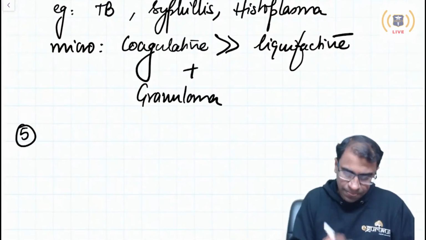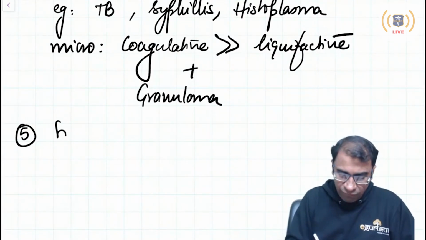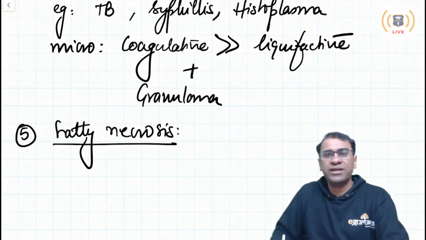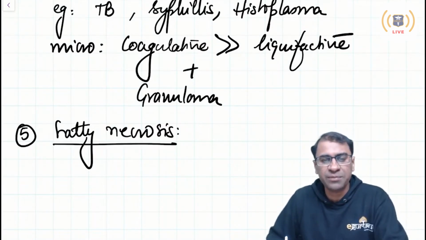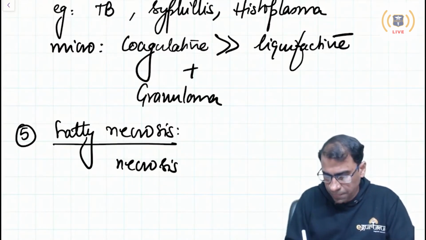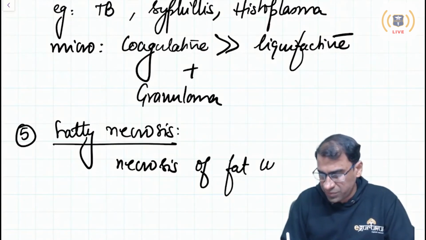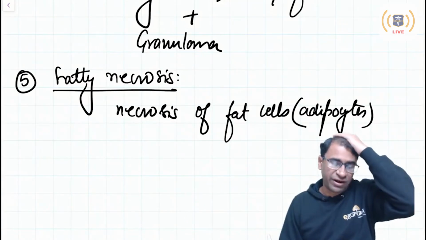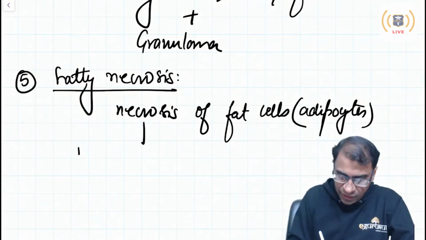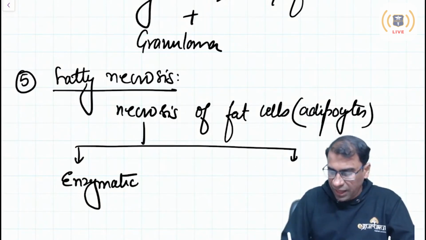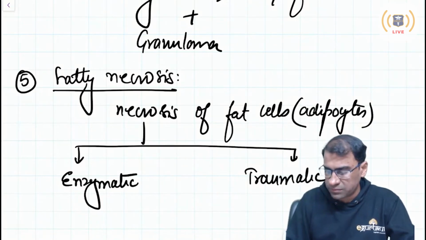The fifth one is fatty necrosis. It means necrosis of the fat cells, that is, adipocytes. So when will necrosis of the fat cell occur? For two reasons. One of them can be enzymes, so I'm writing enzymatic necrosis, and one of them can be trauma, so I'm writing traumatic necrosis.